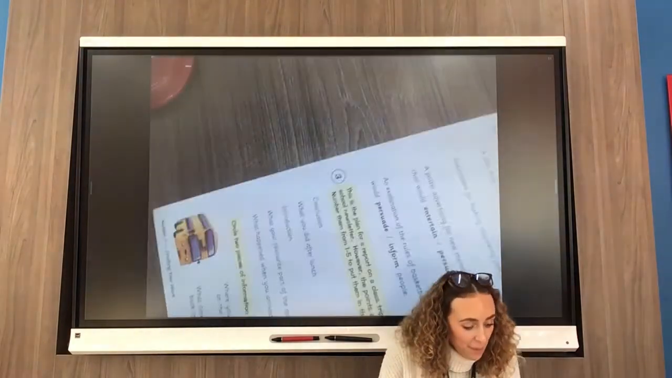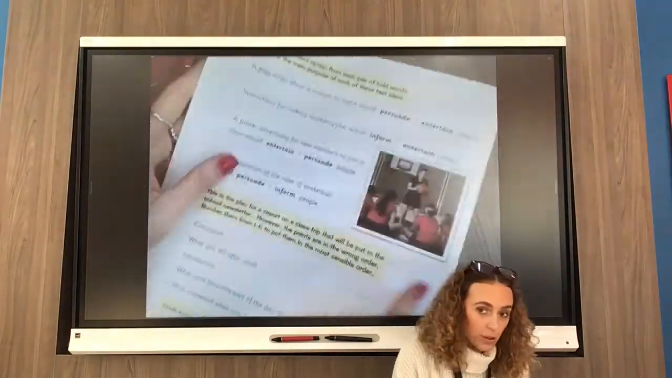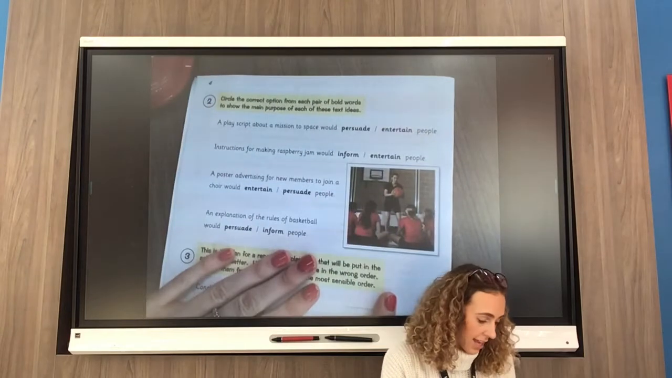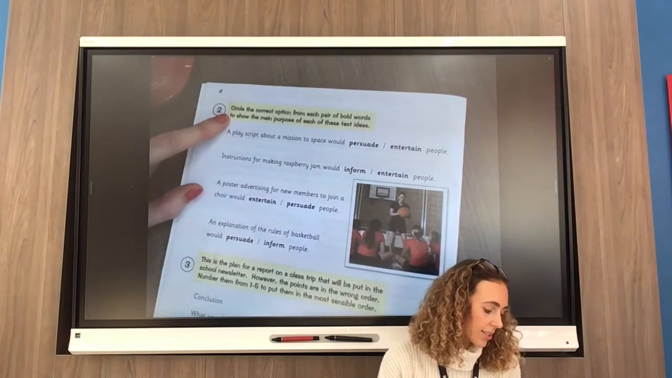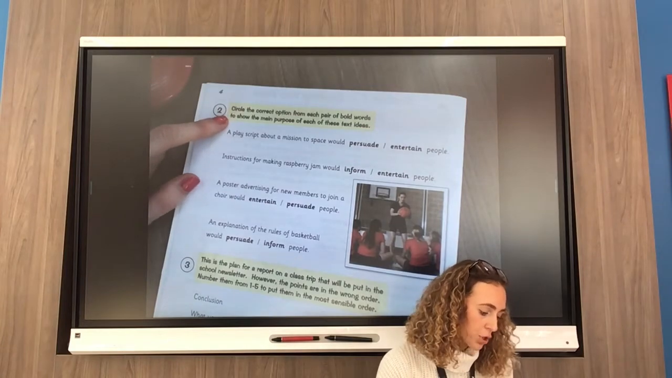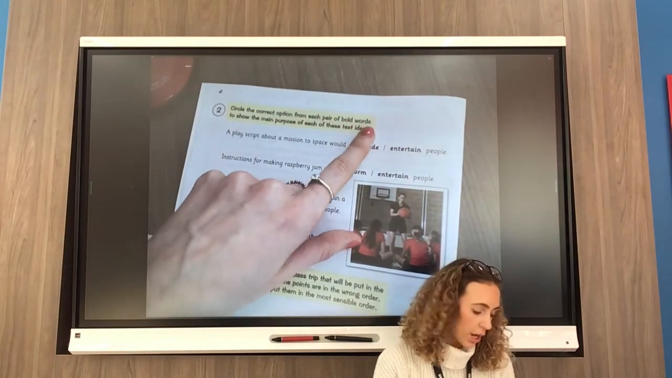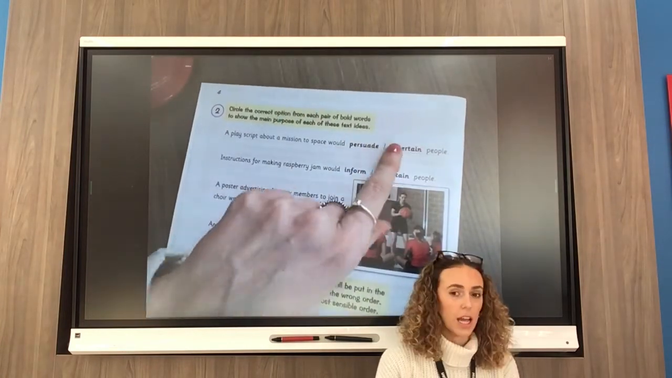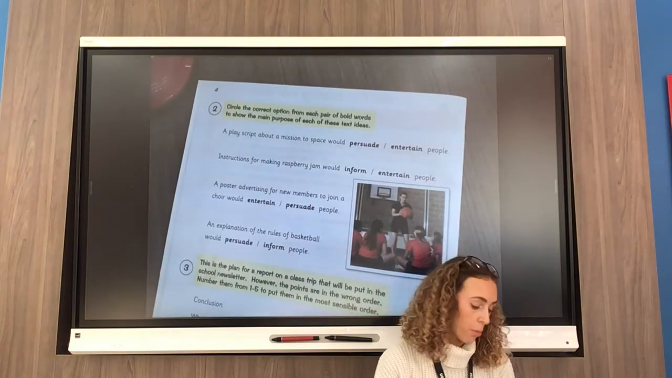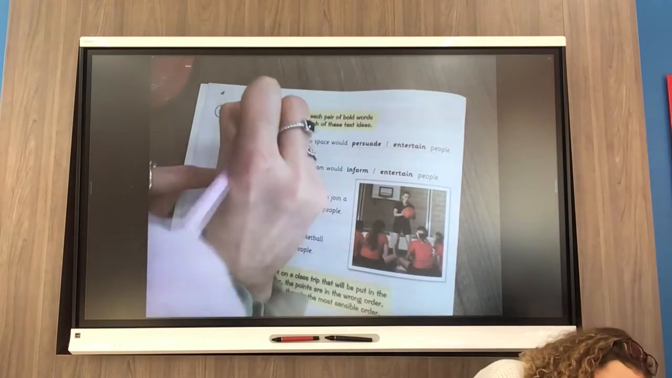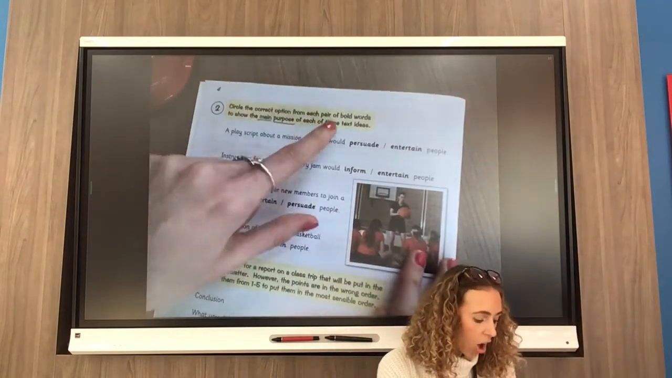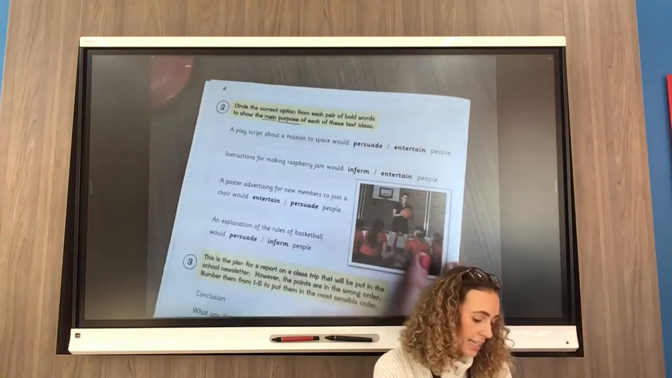Okay, I hope that you're taking care with that one, Year 3. You've read them carefully. Okay, question number 2. It asks us to circle the correct option from each pair of bold words. Now we know that bold words are the ones that stand out from the rest, to show the main purpose of each of these text ideas.